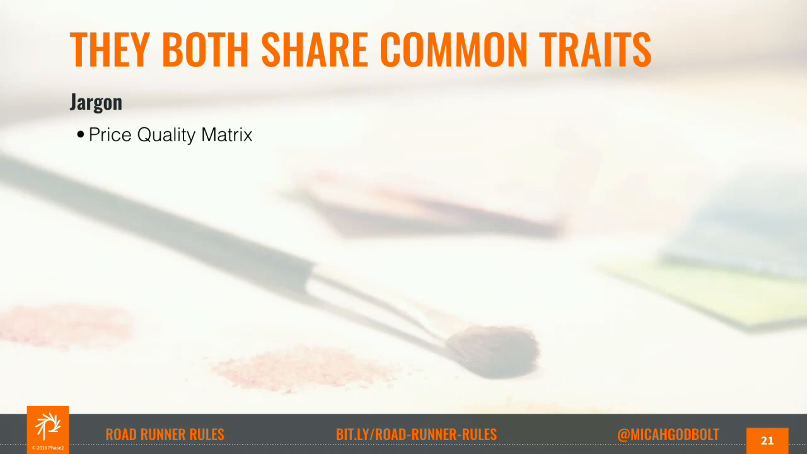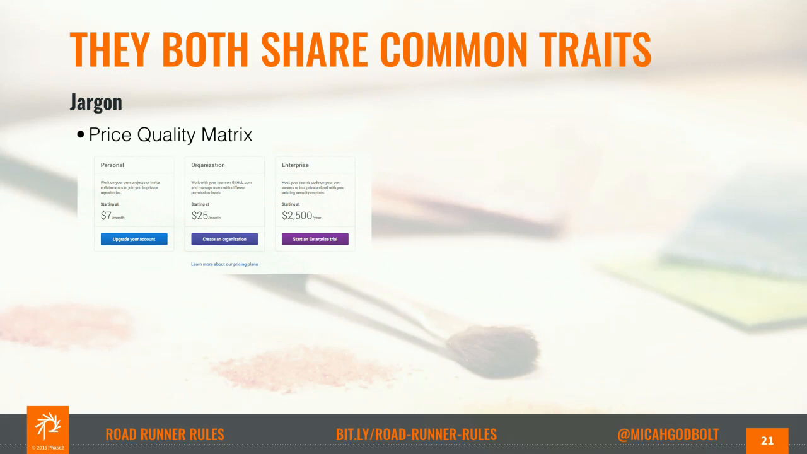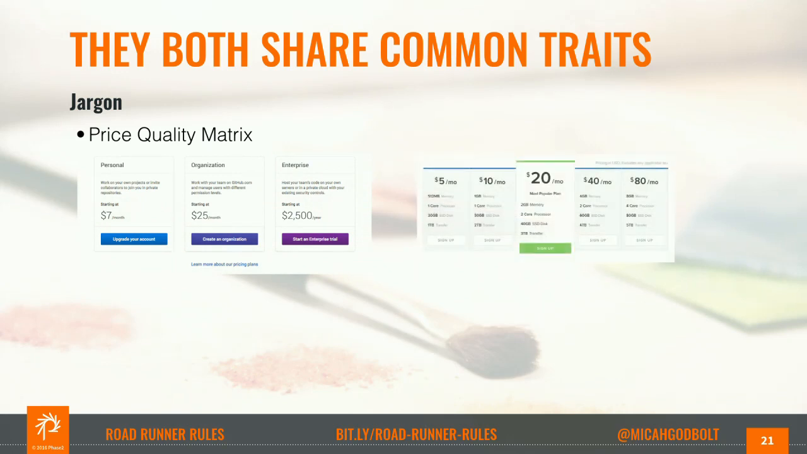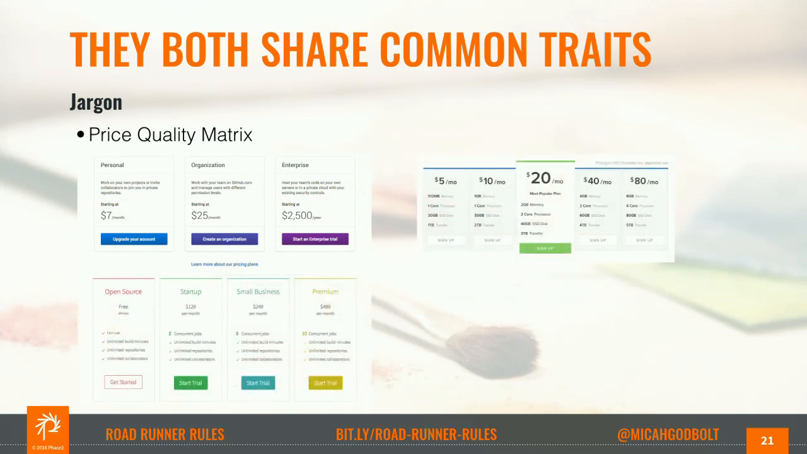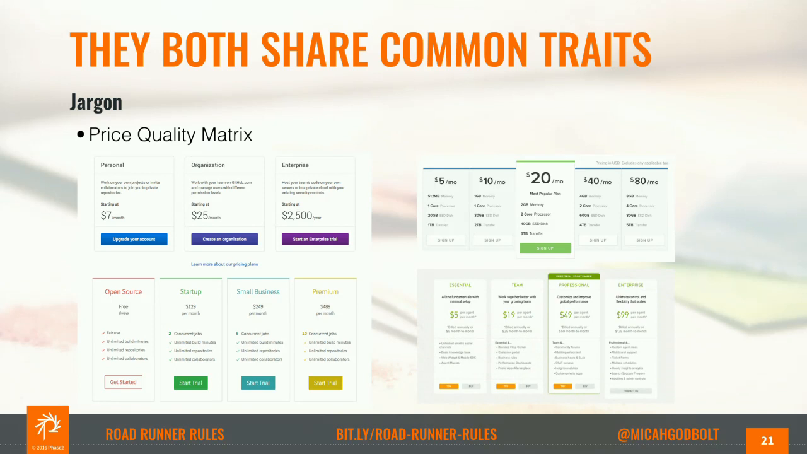One I thought of right off the bat was the notion of a price quality matrix. You find this all over the place in just about any software as a service. And they all look basically the same. There are these three, four or five columns. One of them's bigger than the others because it's the one that you want everyone to purchase. You've got prices, you've got features. It's all laid out in one page and you click what you want and you move on forward through it.